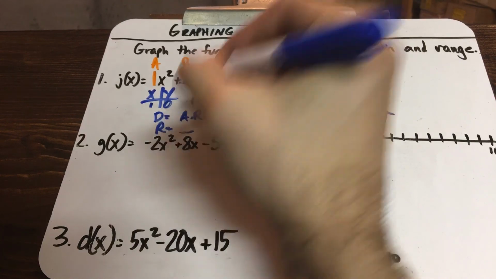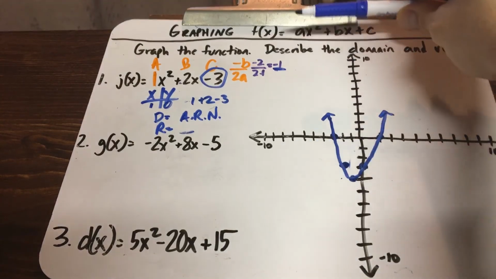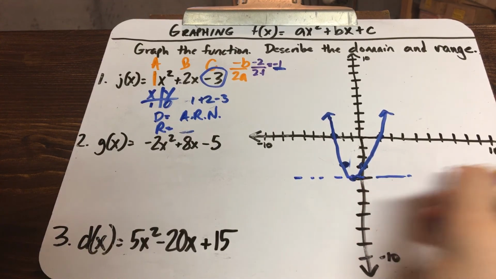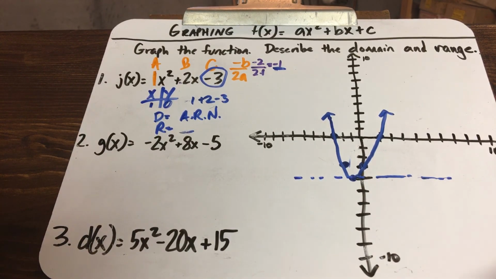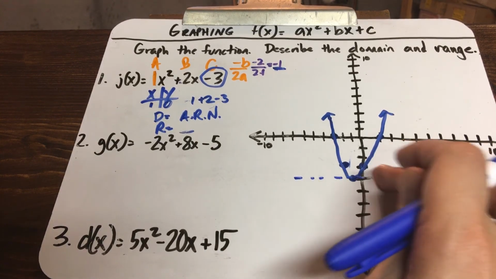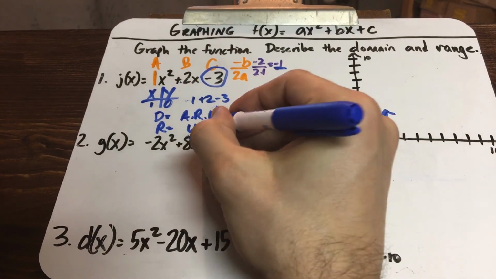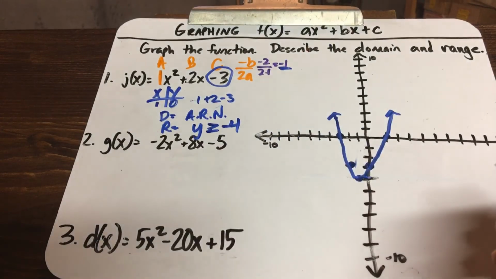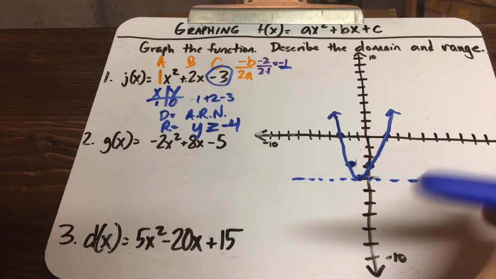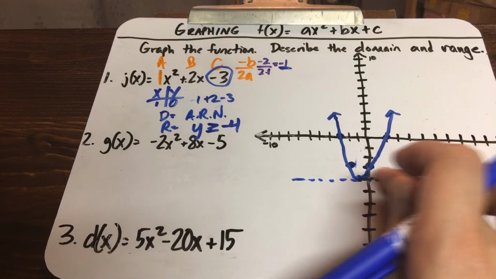The range, this does not go forever and ever on the y-axis, right? It goes up forever and ever, but this graph does not go down. It has a definite bottom, a low point right here. The graph does not go below this value, which is negative 4 on the y-axis. So where does this graph live on the y-axis? It lives everywhere greater than or equal to negative 4. Negative 4 on the y-axis and above is where this graph is located. This graph is never going to be below negative 4 on the y-axis.